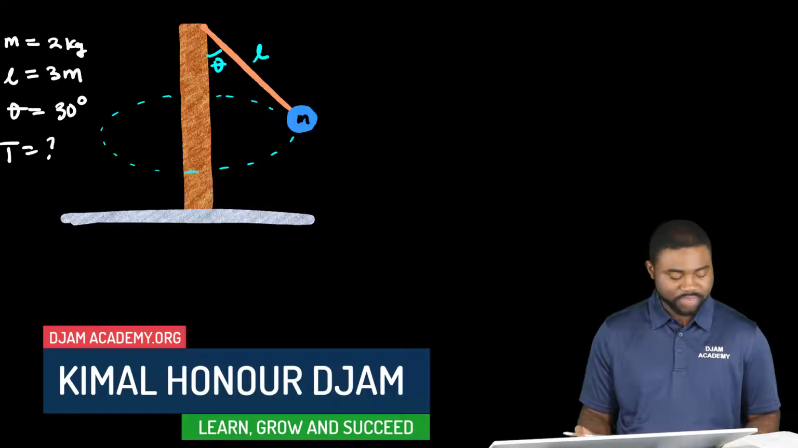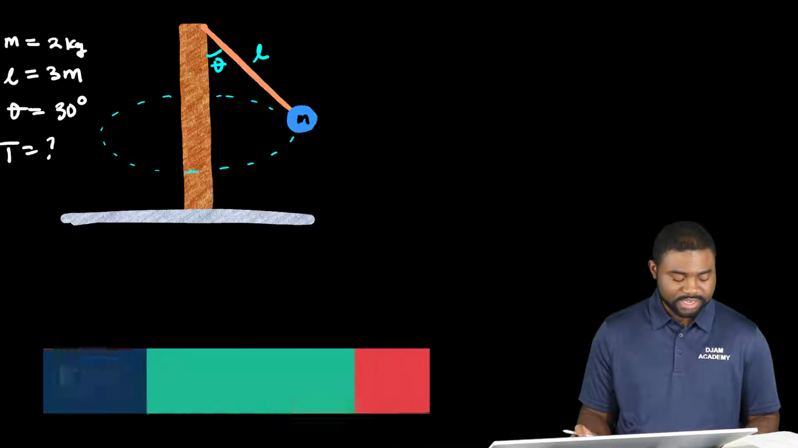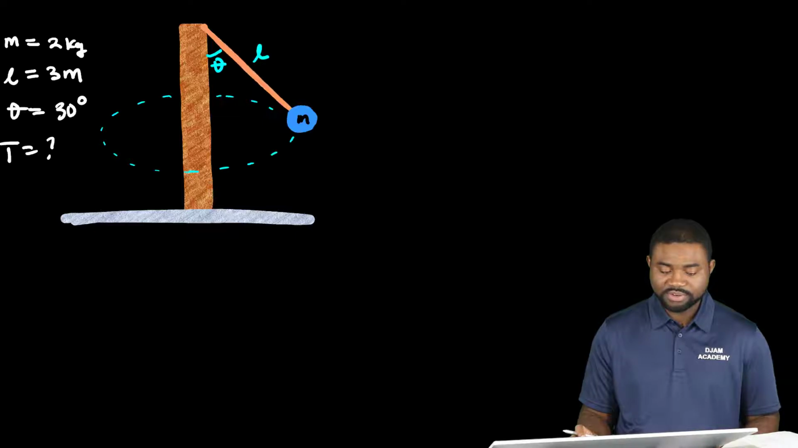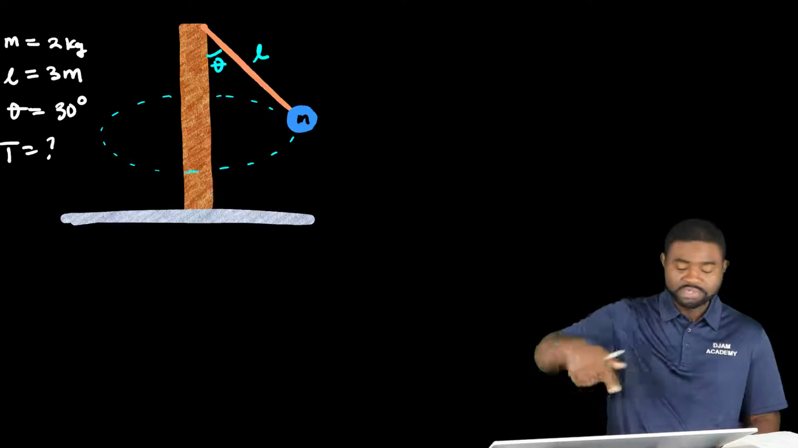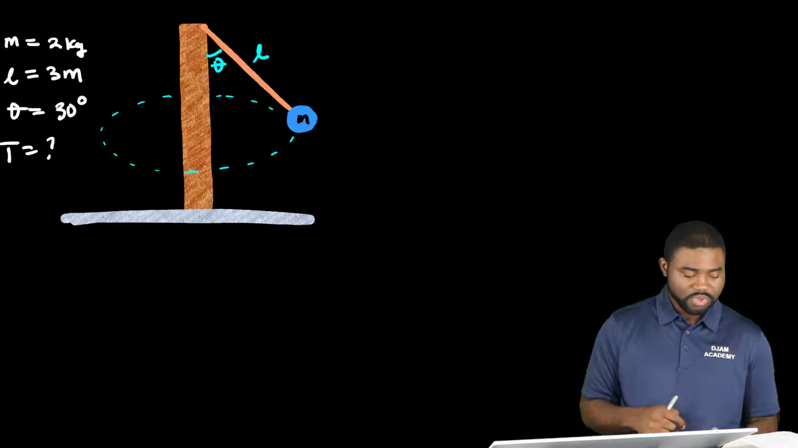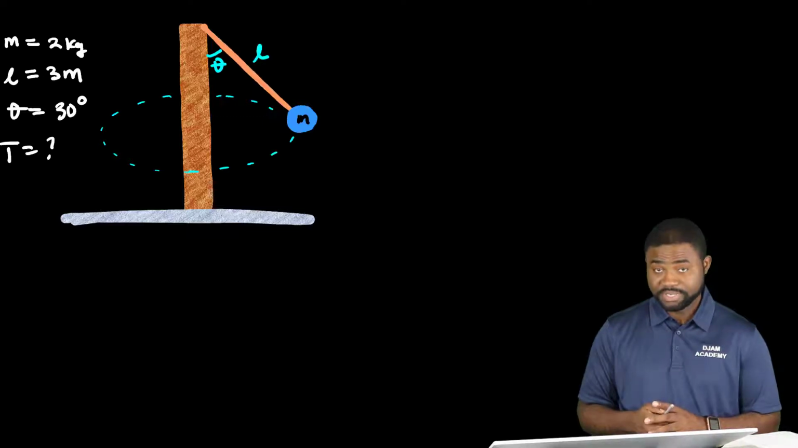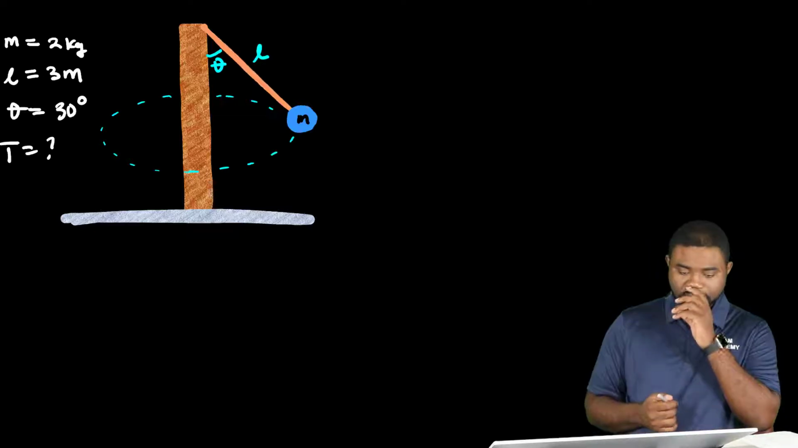In this problem, we have a ball of mass m attached to a string of length L. The ball moves around in a horizontal circle. We are required to calculate the tension in the string. So let's see what happens.